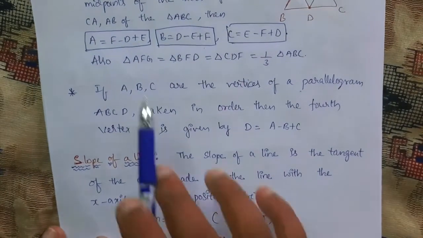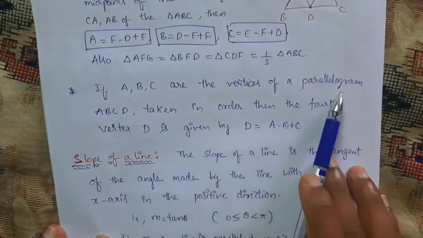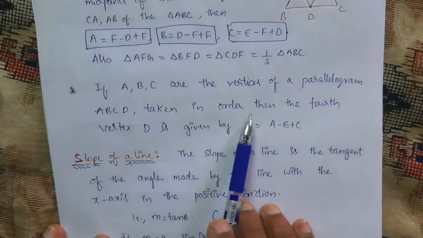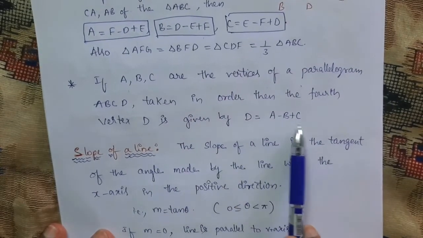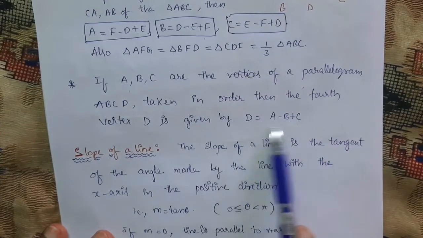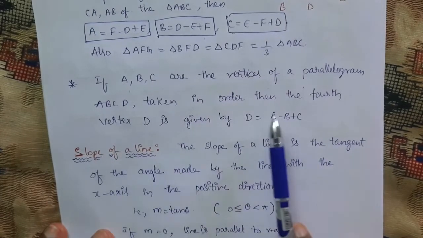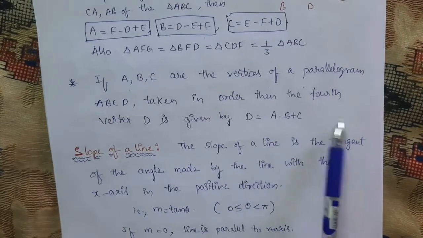Next, if A, B, C are the vertices of a parallelogram taken in order, then the fourth vertex D is given by D is equal to A minus B plus C. So this is another shortcut to find the fourth vertex, that is A minus B plus C.